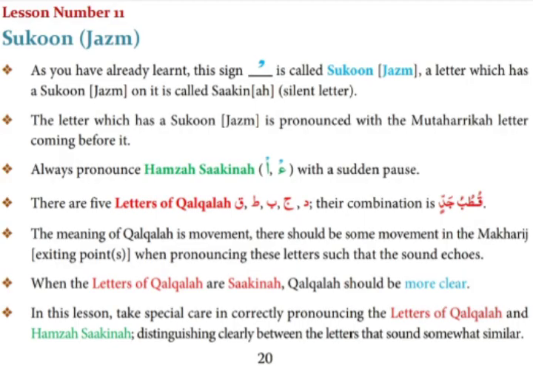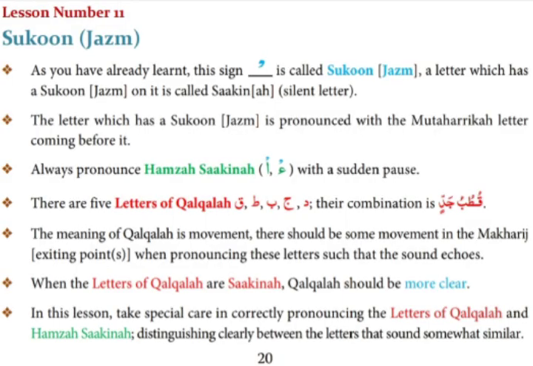Next rule. There are 5 letters of Kalkala: Qaf, Ta, Ba, Jim, Dal. Their combination is Qutubu Jaddin. What is Kalkala? It is written in the next rule. The meaning of Kalkala is movement. There should be some movement in the makharij, in the exiting points, when pronouncing these letters, such that the sound echoes.